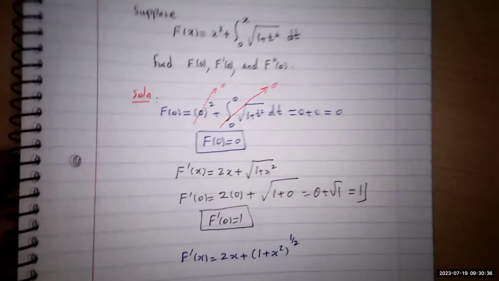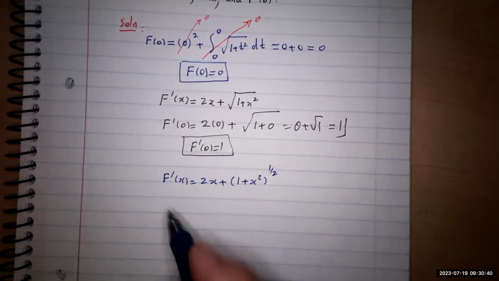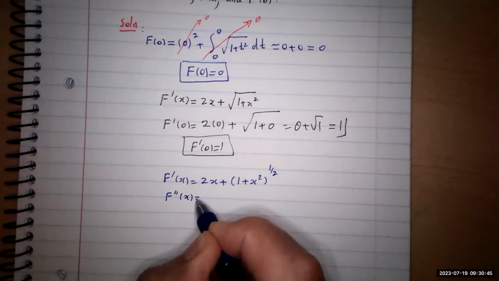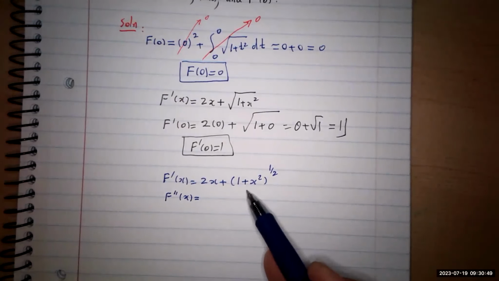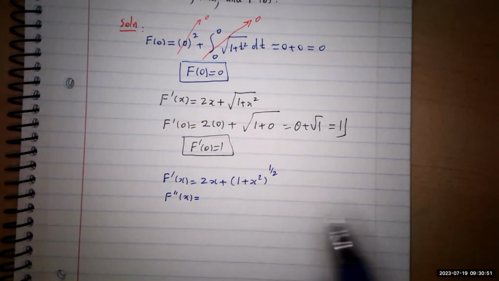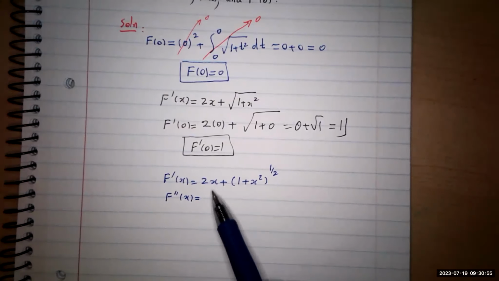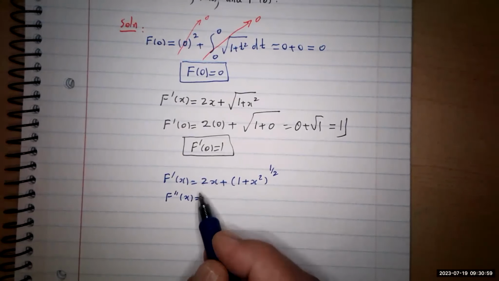Now differentiate. For the second part, of course, you have to use the chain rule. So differentiate to get f double prime of x. You may use, in this case, the quotient rule and the chain rule, or any other rules that we talked about. So we are ready for it. The derivative of 2x would be 2.